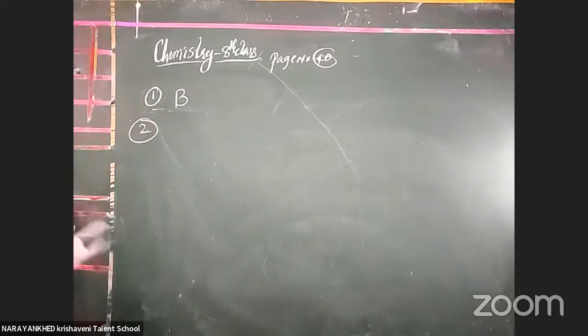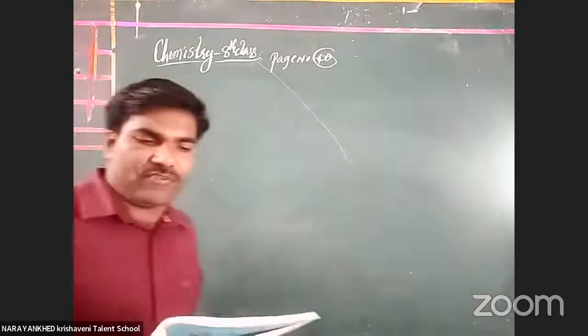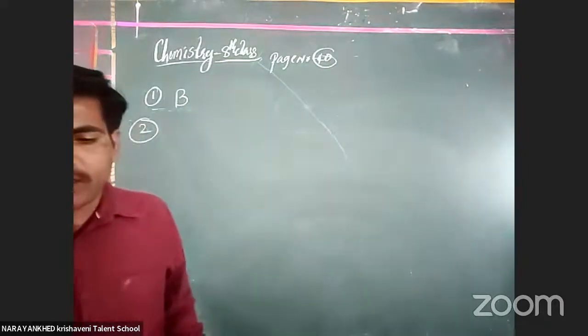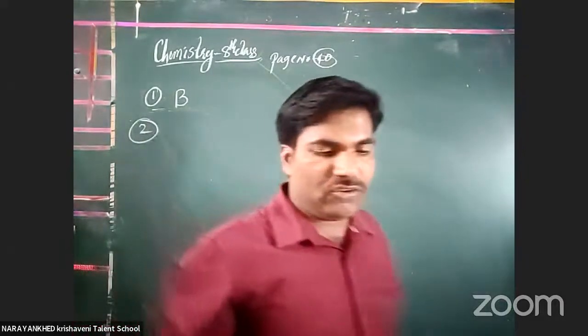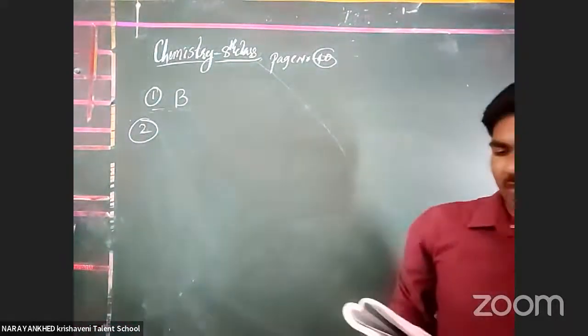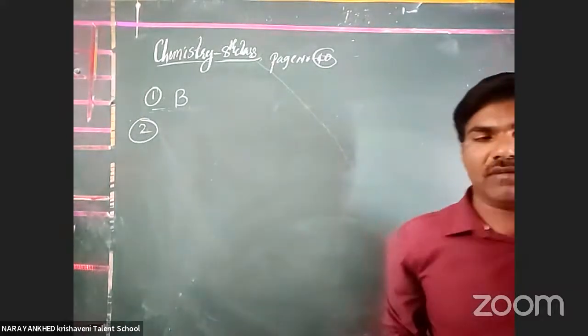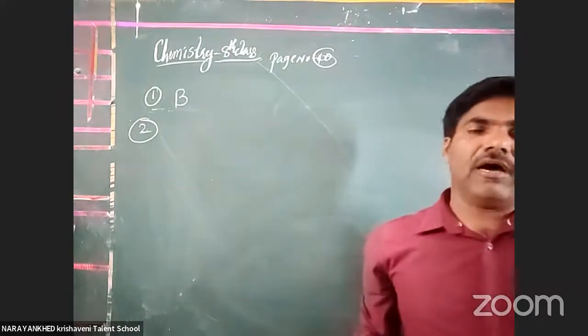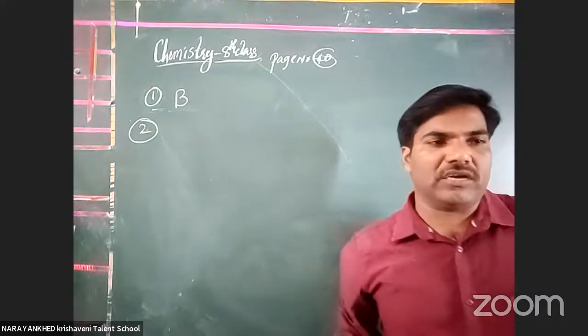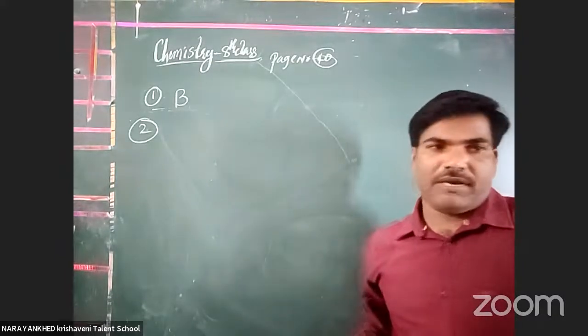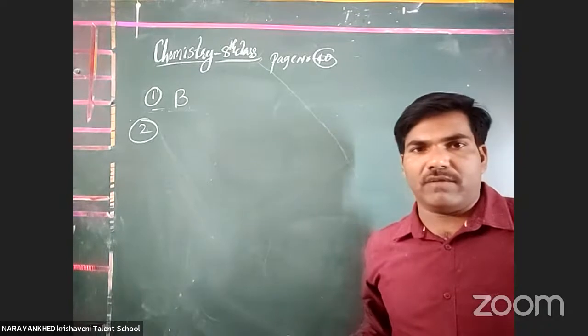Second one: elements on the extreme left side of the periodic table are called what? The options are transition elements, non-metals, metals, and metalloids. It is metals. Most of the elements there are metals only: sodium, magnesium, aluminum. Like that, they will be contained there.